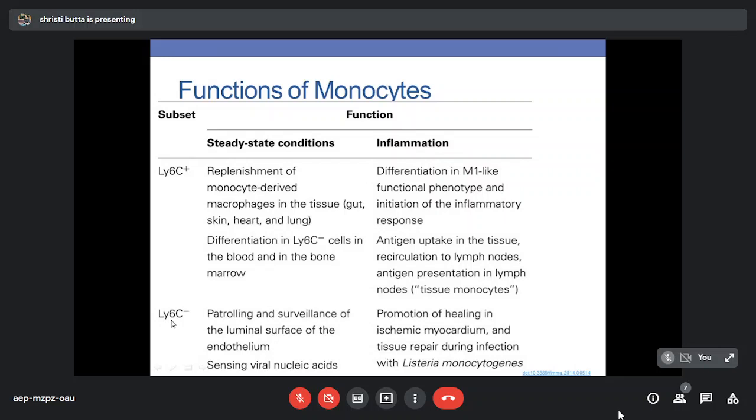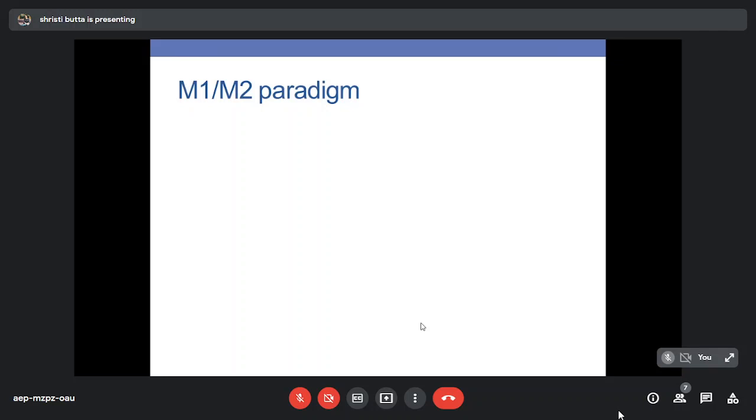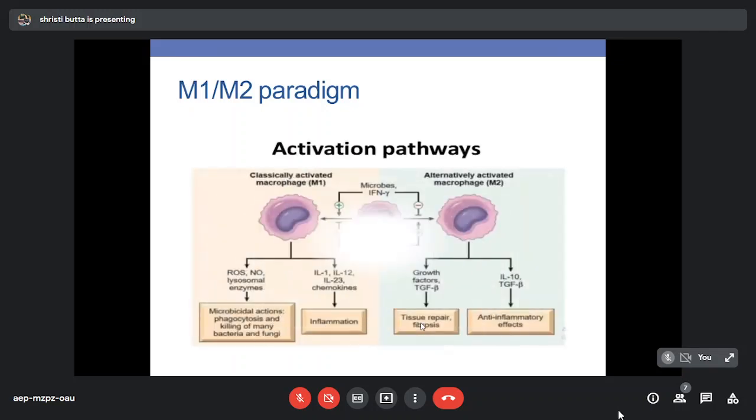Now, LY6C negative, on the other hand, are responsible for promoting healing of the ischemic myocardium. Remember, we discussed that LY6C negative macrophages are responsible for the anti-inflammatory and fibrogenic effect, and that is why it produces more myofibroblasts and also produces VEGF, which is responsible for angiogenesis. Now, the M1, M2 paradigm. What is this? Yes, we already know this, right?